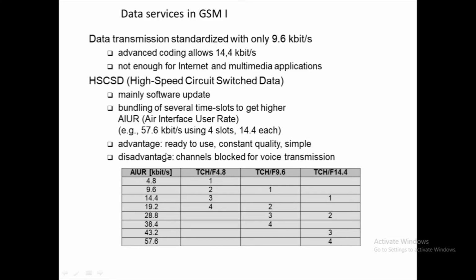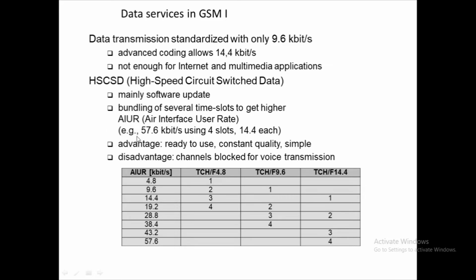Here HSCSD only requires software upgrades in the mobile station and the mobile station controller. Both are able to split a traffic stream into several streams using separate traffic channels for each, and to combine these streams again, right? Theoretically, the mobile station could use all 8 slots within the TDMA frame to achieve the AIUR, the air interface user rate, right?